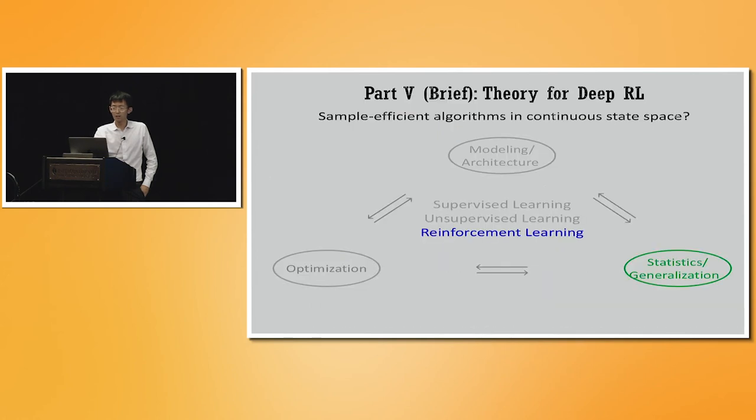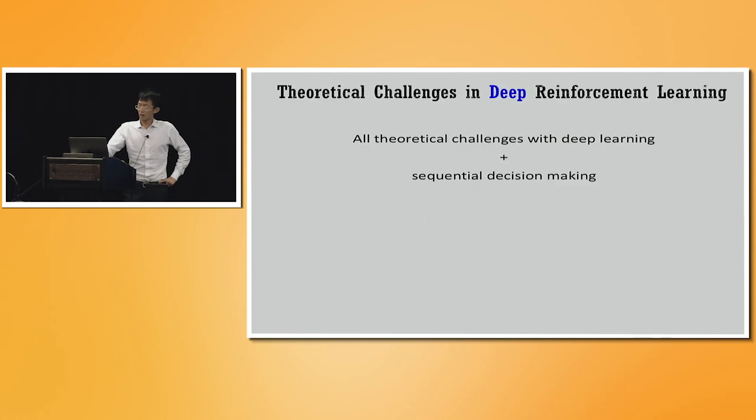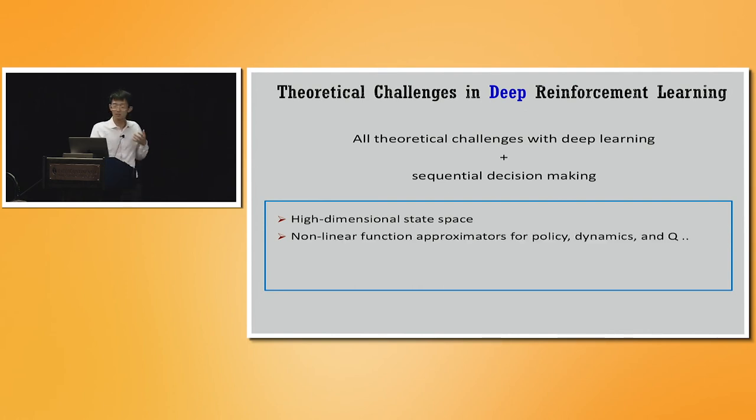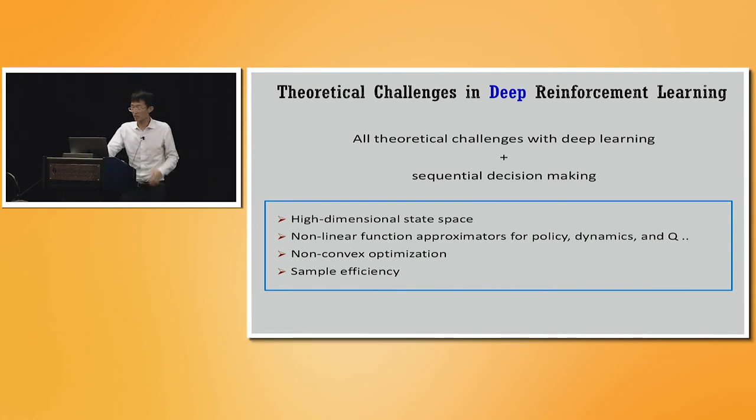All right. So let's move on to the next part, the last part of this tutorial. This is about some theory for deep reinforcement learning. The main theme here is how do we design sample efficient algorithms in continuous state space? I think the main theoretical challenges in deep reinforcement learning are that you have all the challenges of deep learning plus sequential decision making. To restate some of these challenges: we have a high-dimensional state space, we have nonlinear function approximators like policies, policies, dynamics, and Q functions. We have non-convex maximizations, and we also have a sample efficiency problem, like the generalization theory problem.